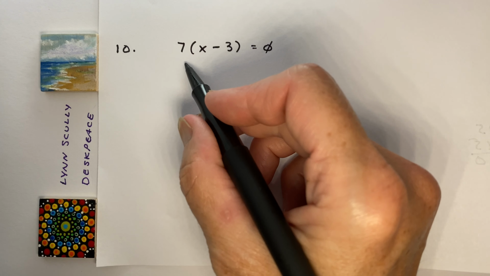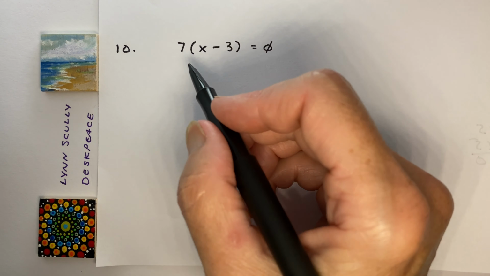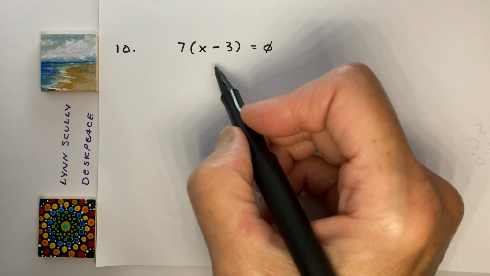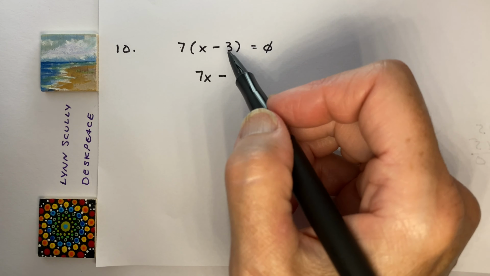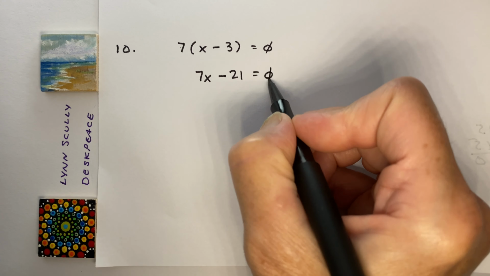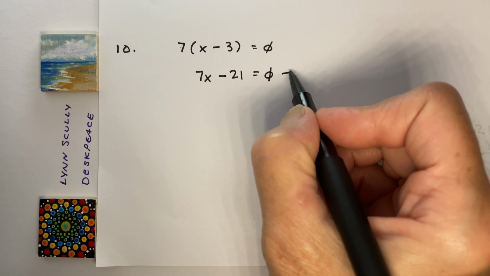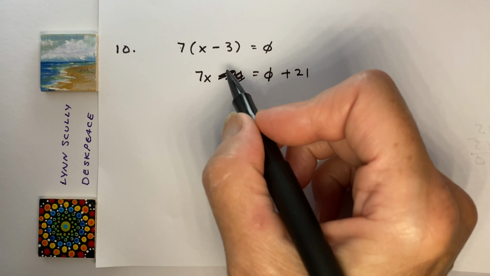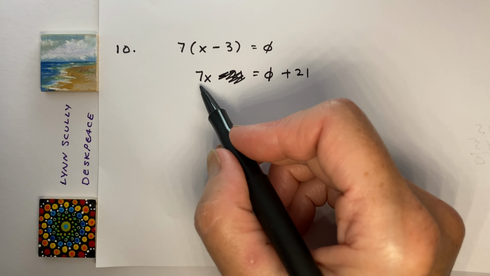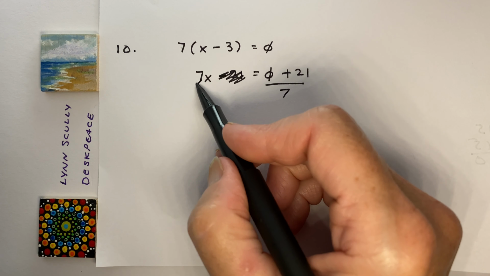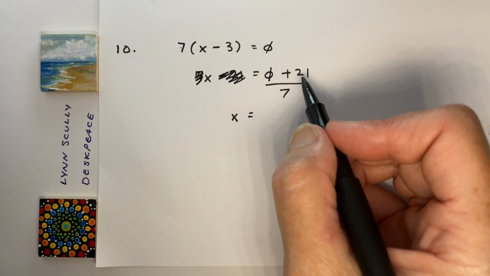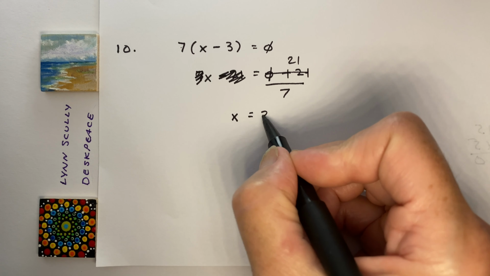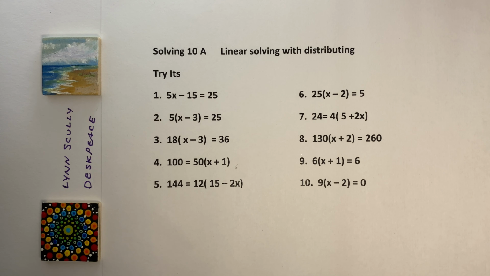Number 10, 7 times x minus 3 equals 0. I'm going to distribute the 7 through to each term in the package. 7 times x is 7x. Carry my sign. 7 times 3 is 21 equals 0. I want to get the x alone. First, I'll add the 21 to the other side of the equal sign. Now, the 7 here is attached to the x by multiplication. Move it by division to the other side of the equal sign. Getting x equals 0 plus 21 is simply 21 over 7 is 3. Solving 10A, linear solving with distributing, these are the try-its.